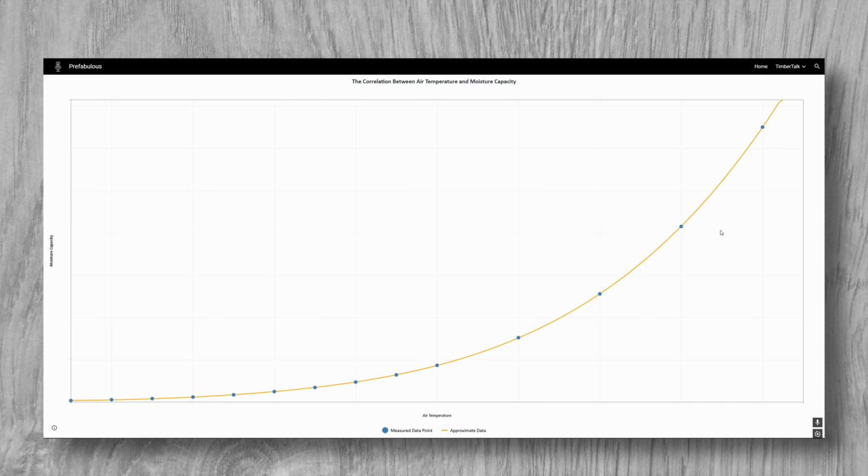To illustrate this, I've created this interactive graph which shows the amount of moisture that can be present in the air at given temperatures based on values from the Engineering Toolbox. If you'd like to take a look at this graph yourself, the link can be found in the description below.